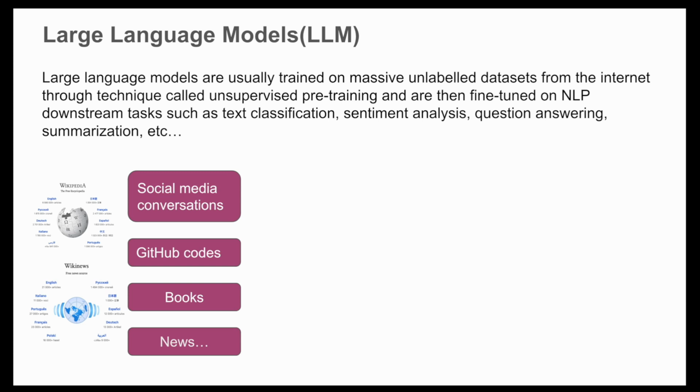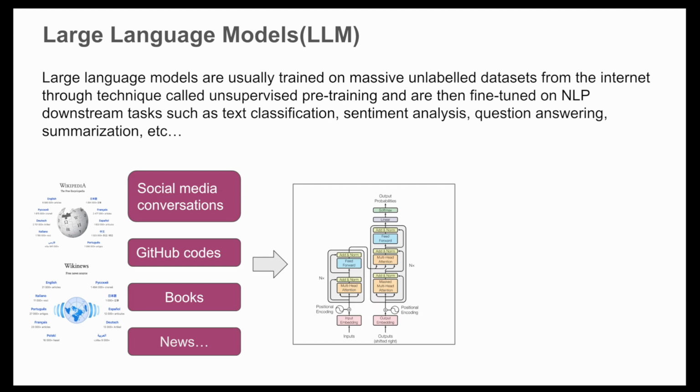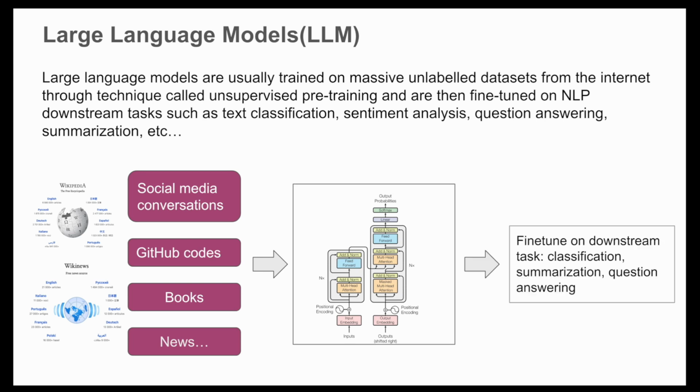So all these big research labs collect data from the web. That is social media conversation, GitHub code, books, news, Wikipedia. And then they feed all this massive dataset to a very large transformer. And then at the end, they fine-tune on downstream tasks like classification, summarization, and question answering. During fine-tuning, the datasets used are pretty small, so you might see a classification dataset of around 10,000 samples.